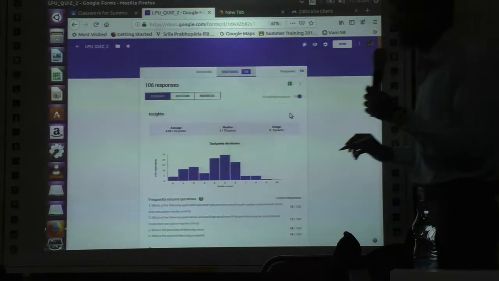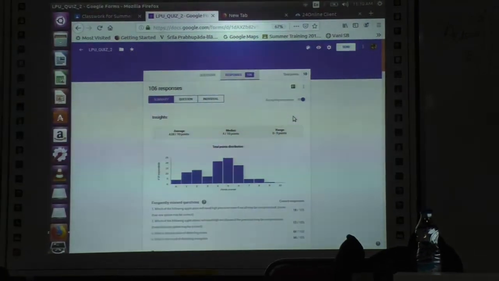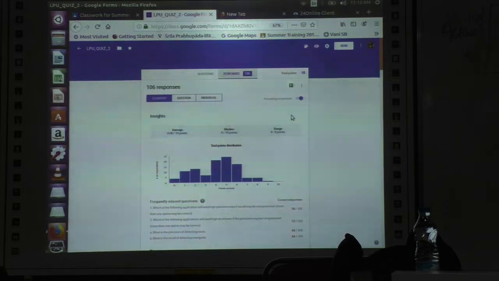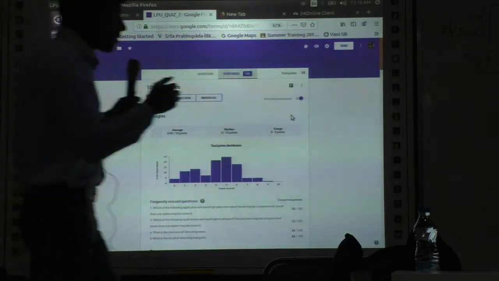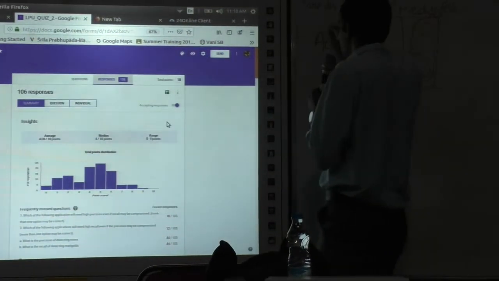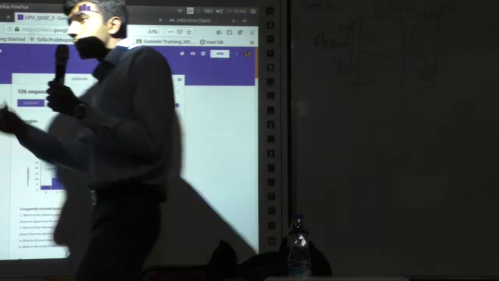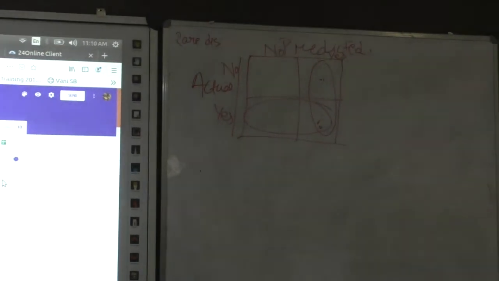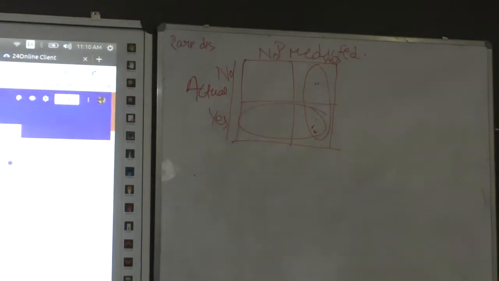Signature verifier means you should be precise. Signature verifier should be precise. Don't be confused, let me explain. Your signature verifier should be precise. Recall may be low, but it should be precise.